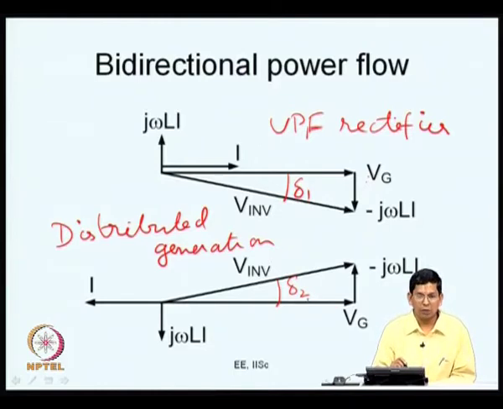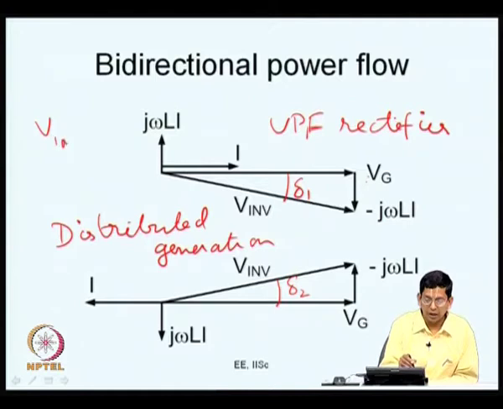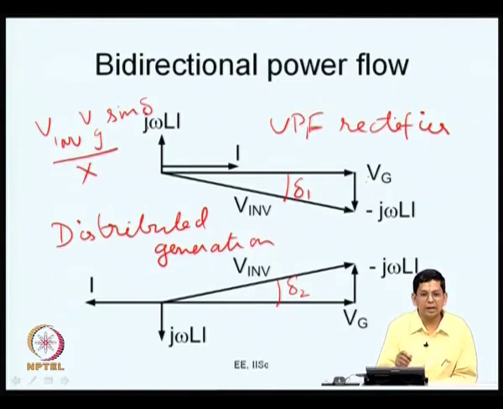Just to recall what you would have studied in power flow through transmission lines: the sending end voltage and the receiving end voltage. The power flow through the transmission line, which is modeled as an inductance, is proportional to the amplitude of the sending end voltage. It is also proportional to the amplitude of the receiving end voltage, inversely proportional to the reactance of the transmission line, and proportional to the sine of the angle between these two. So, the power flow is basically V inverter multiplied by V grid multiplied by sin delta divided by x. So, whether delta is positive or negative determines the direction of power flow.